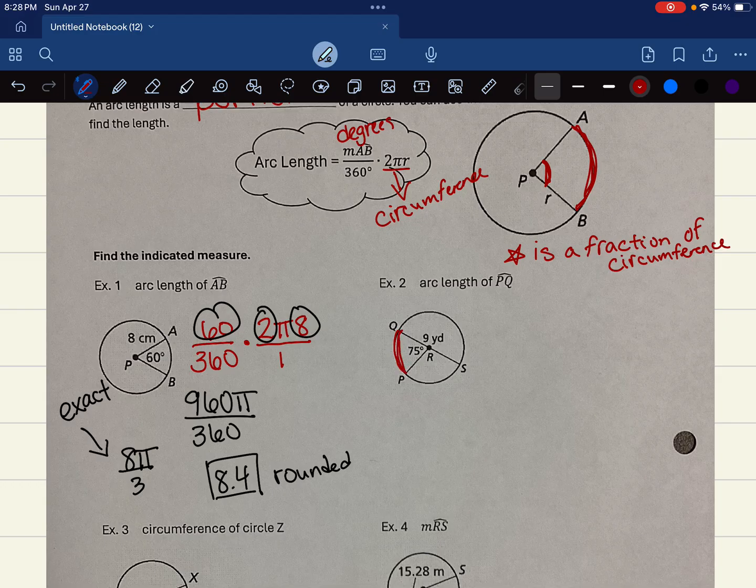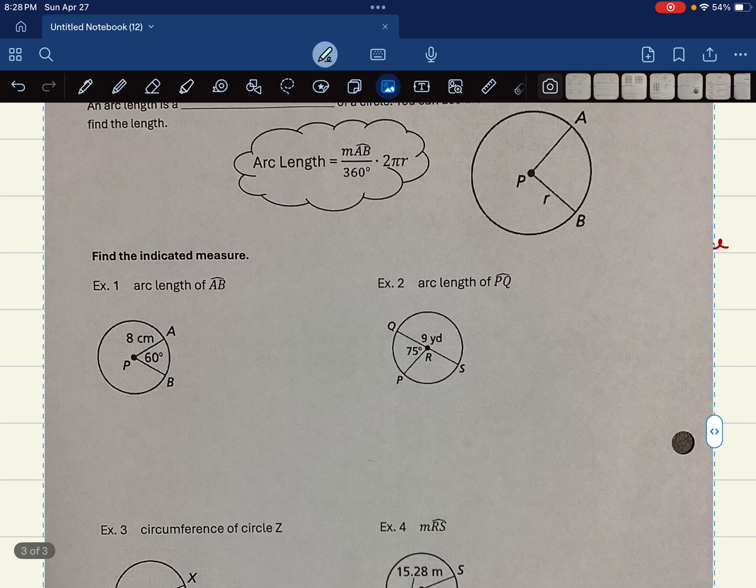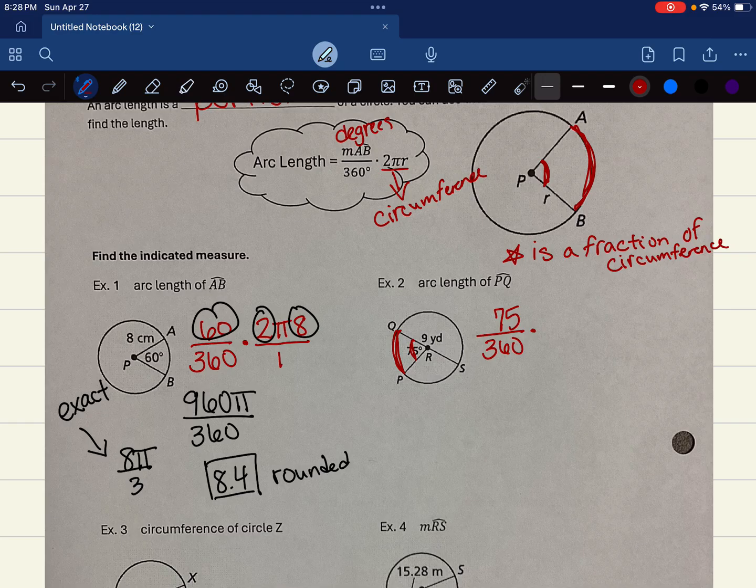So just like last time, we're going to take that central angle measure, which is 75, and put that over 360, and then multiply by 2 times pi times the radius, okay? Now be careful here. It gives you the whole diameter. The whole diameter is 9. Half of 9 is going to be 4.5.